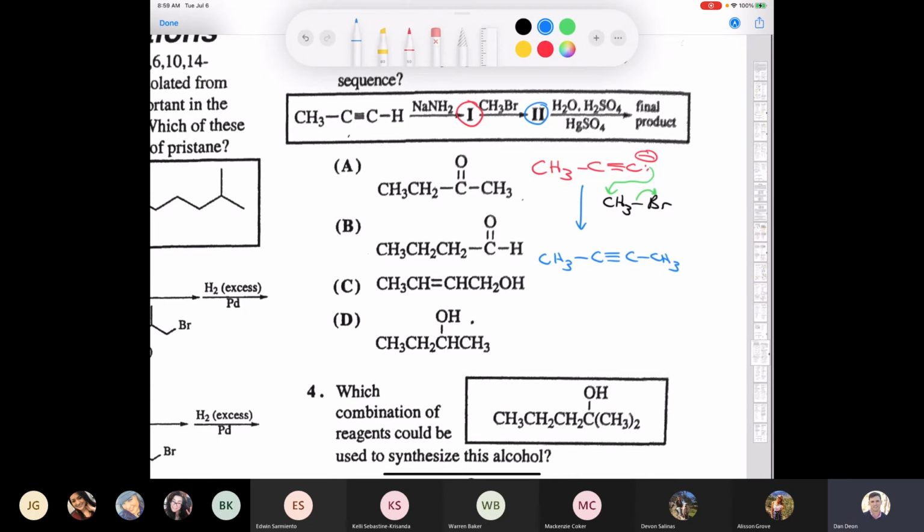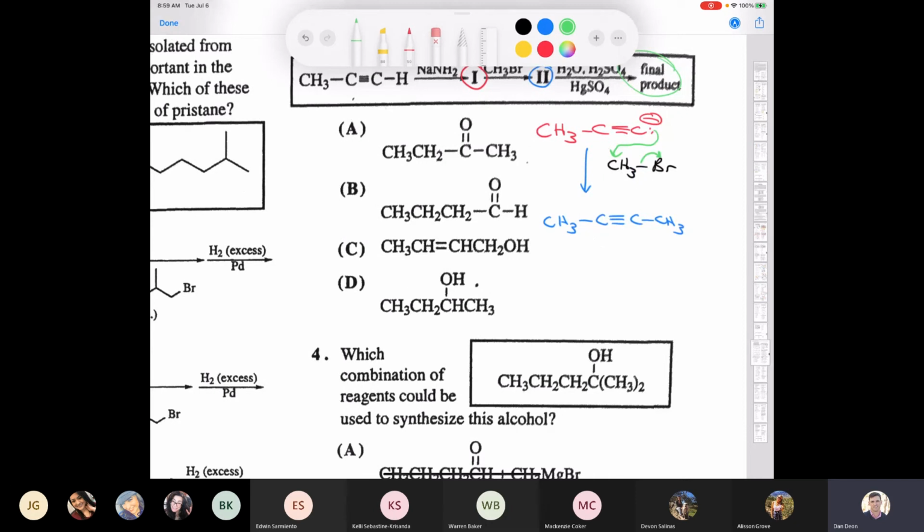So this is nothing more than a Markovnikov addition of water across a triple bond. Now, of course, there's no Markovnikov or anti-Markovnikov to worry about here. It's not even a concern, but that's going to give us what? We're going to get something that looks just like this, which is an enol, and that enol is going to undergo tautomerization, isn't it?